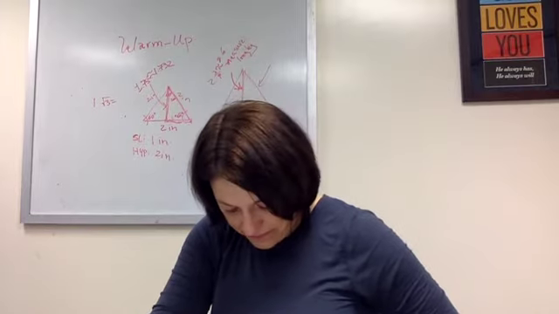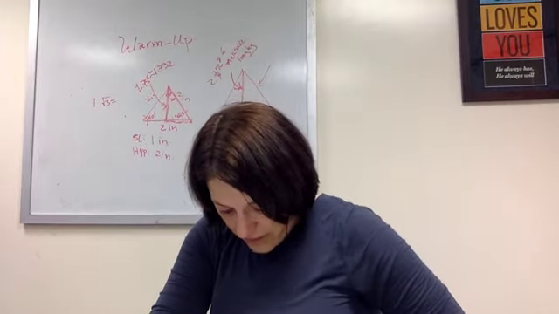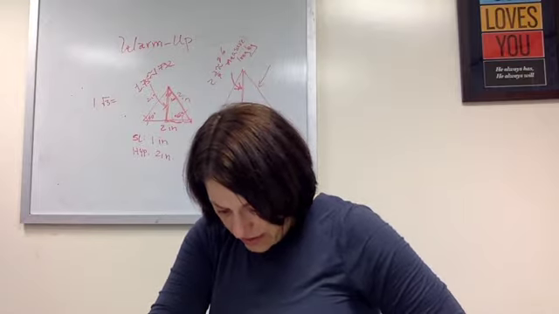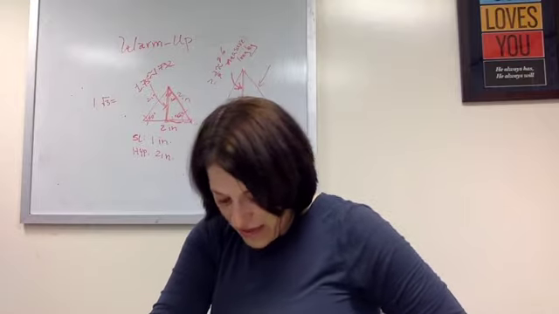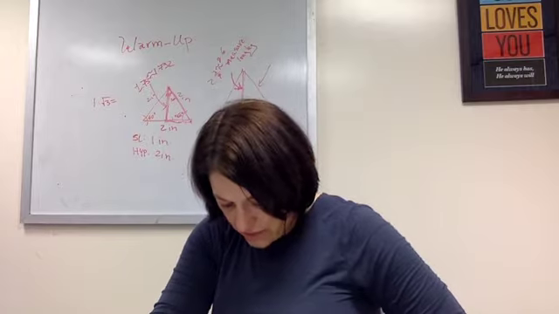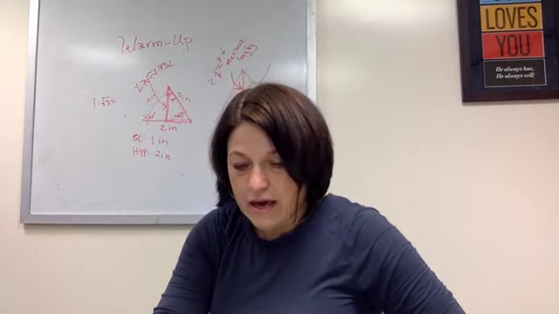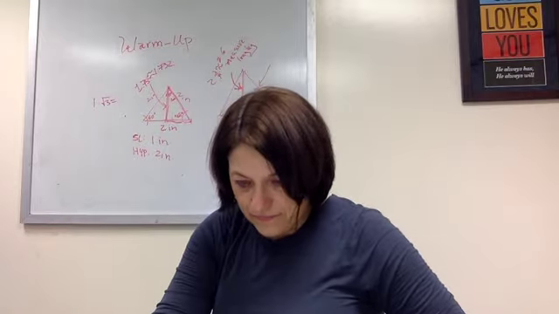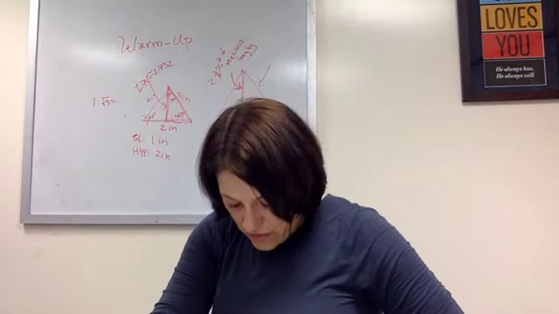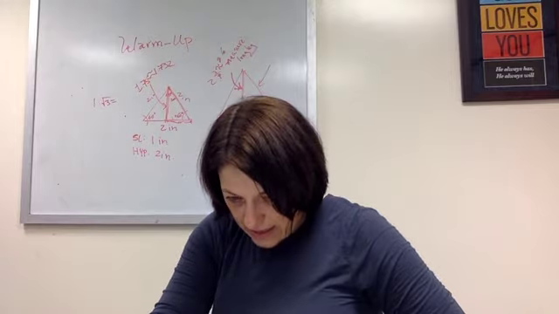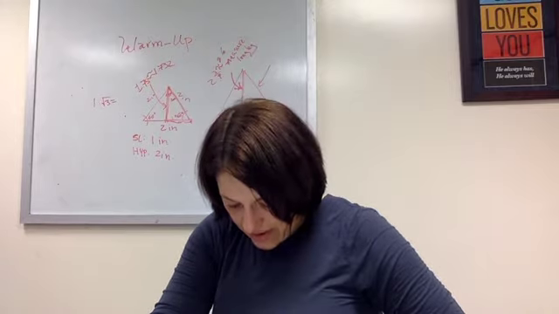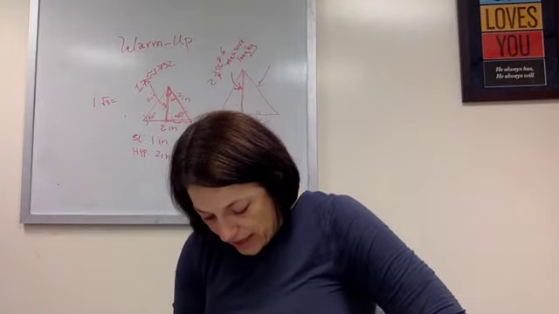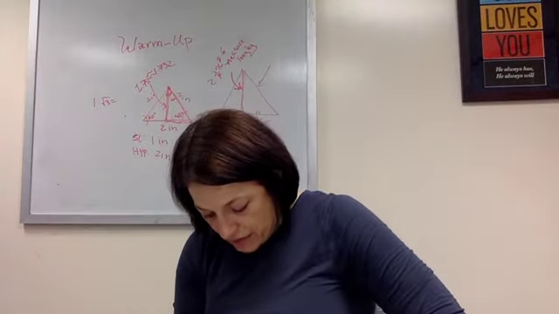Number 21. Peyton. The side length is 5 centimeters. Find the length of the altitude of the triangle. That's like saying the long leg. And they're giving you the side length. Yeah, so the side length of an equilateral triangle is 5 centimeters.